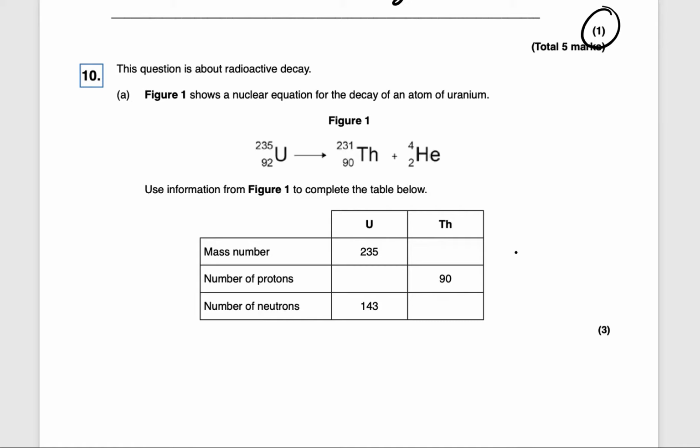The question is about radioactive decay. Figure 1 shows a nuclear equation for the decay of an atom of uranium. Use information from figure 1 to complete the table below. So we have uranium over here and we need to complete the table. So the mass number of uranium is 235, because the top one is always going to be the mass and the bottom one is going to be the atom.